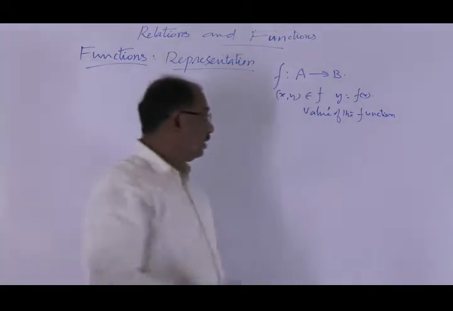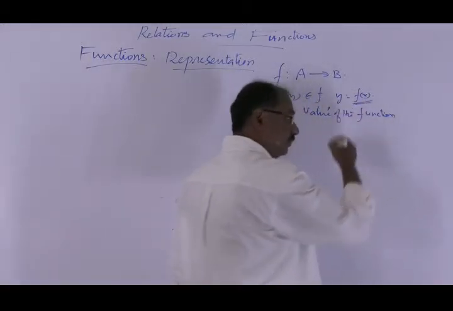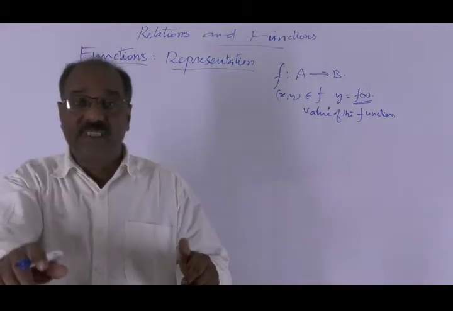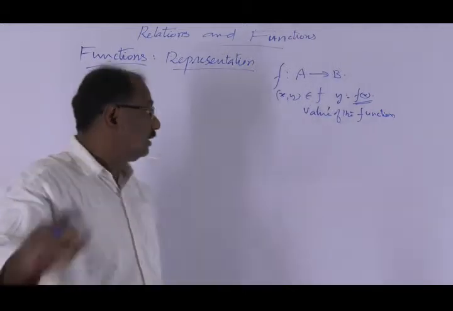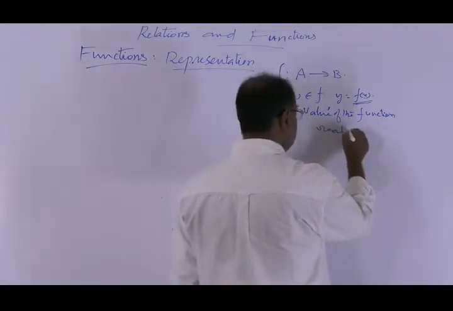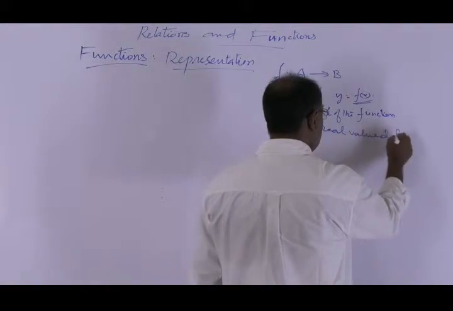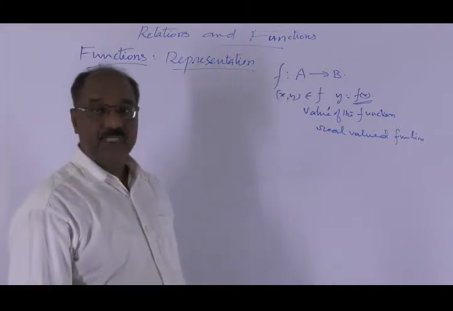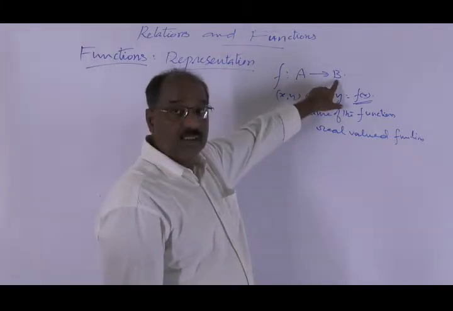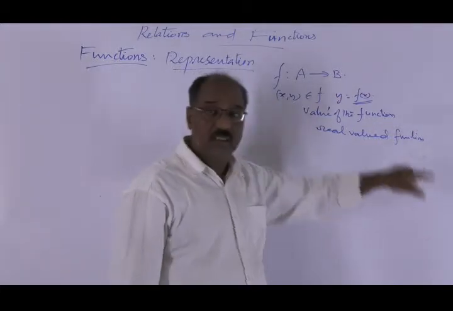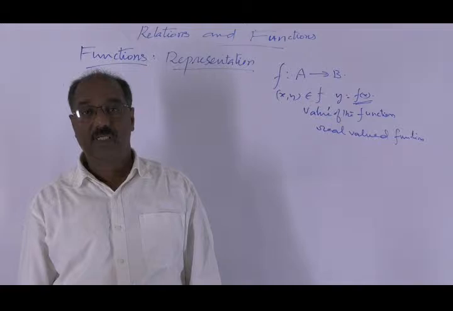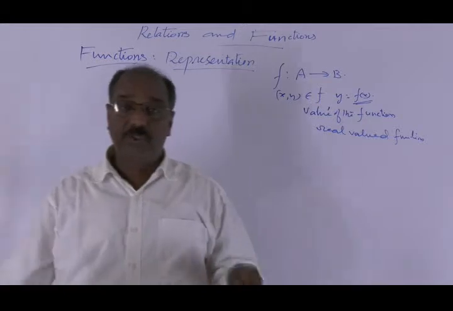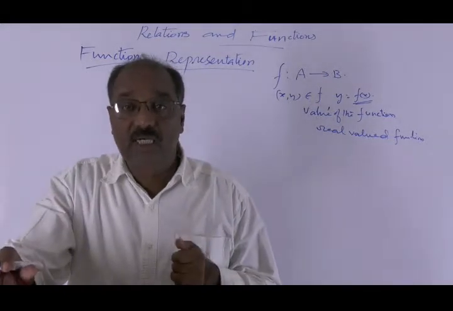And now, if all these f(x)'s, all these values are real numbers, then the function f is said to be a real valued function. That means the images in this B are real numbers. And therefore this B can be a subset of the set of all real numbers.